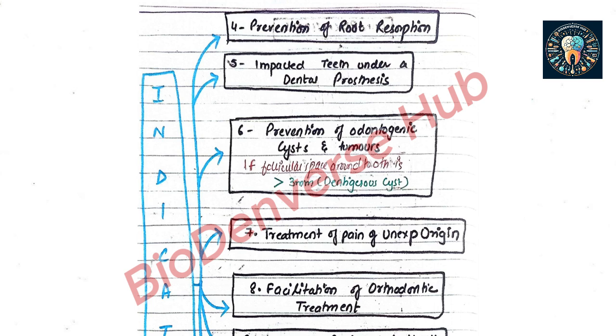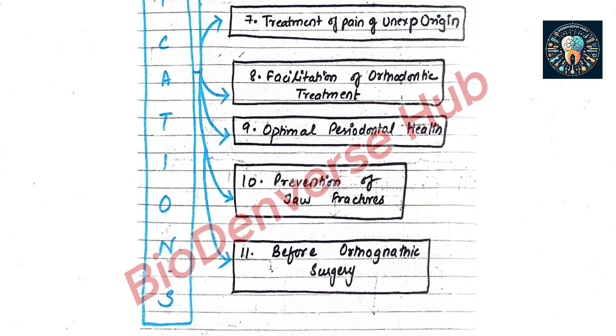Seventh, the treatment of pain of unexpected origin. The 8th indication is the facilitation of orthodontic treatment. The 9th indication is optimal periodontal health, in order to ensure optimum periodontal health. The 10th indication is the prevention of jaw fractures. And 11th, before performing any orthognathic surgeries, you need to remove the impacted tooth.